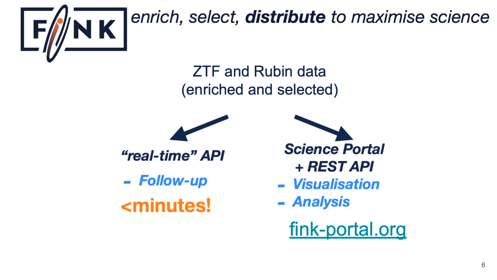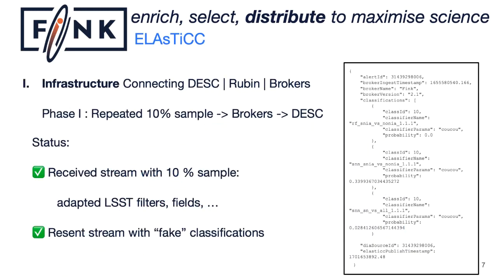For Elastic, it's a little bit different in the sense that we are testing the infrastructure, the part 1. We are getting this 10% of the sample that was previously mentioned in the brokers, like in the loop. And we process it, we ingest it, and then we return it back. So what we have been doing is, we are receiving this 10% of the sample. We have adapted Think for LSST filters, the fields of the alerts, because they're a little bit different from, for example, CTF. So these are little infrastructure details, but they're important to tackle.